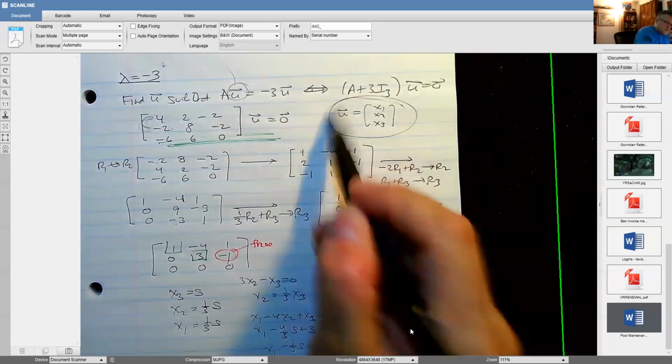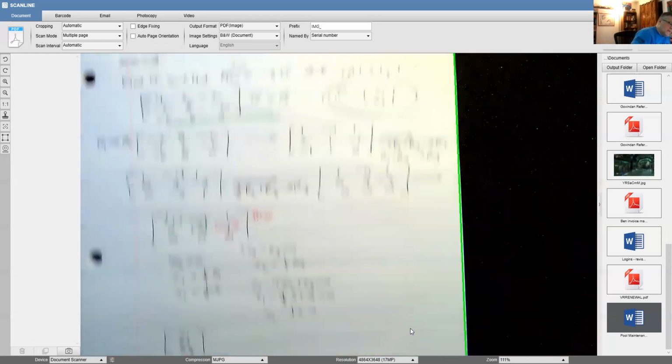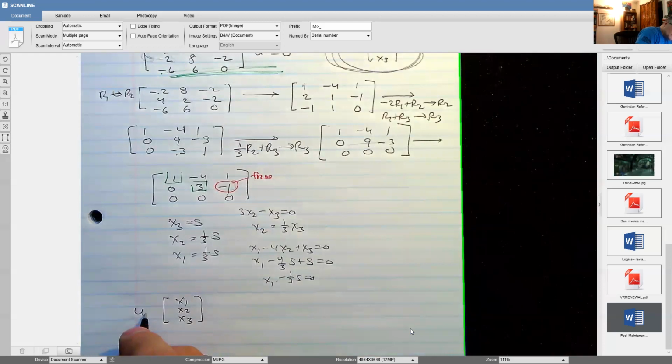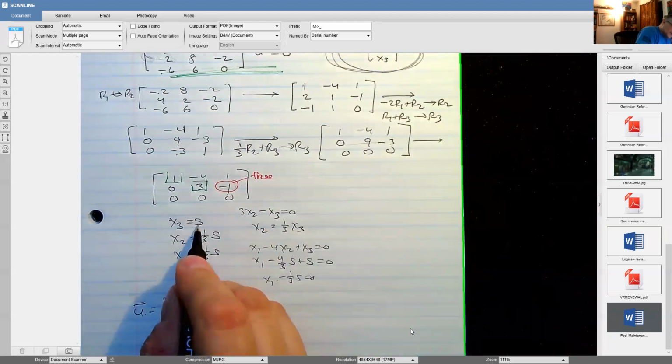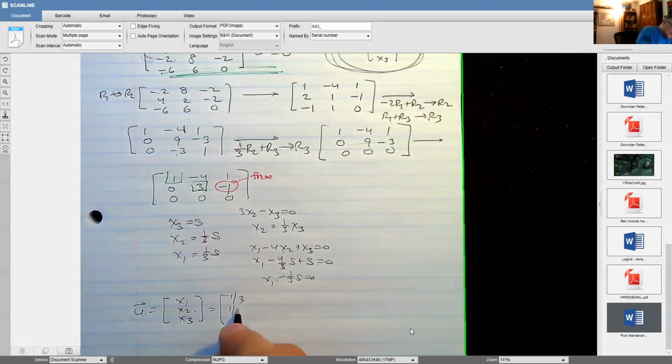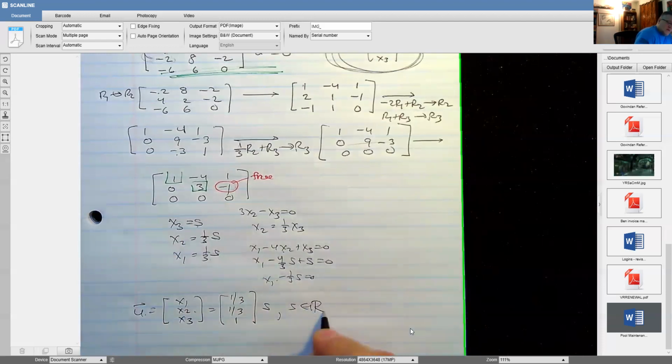remember the u's I was looking for are of that form. Go back to the components. I'm going to plug in x1, x2, and x3, but I'm going to yank out the s. Okay. And so for any s and r, that would be an eigenvector corresponding to lambda equal -3.